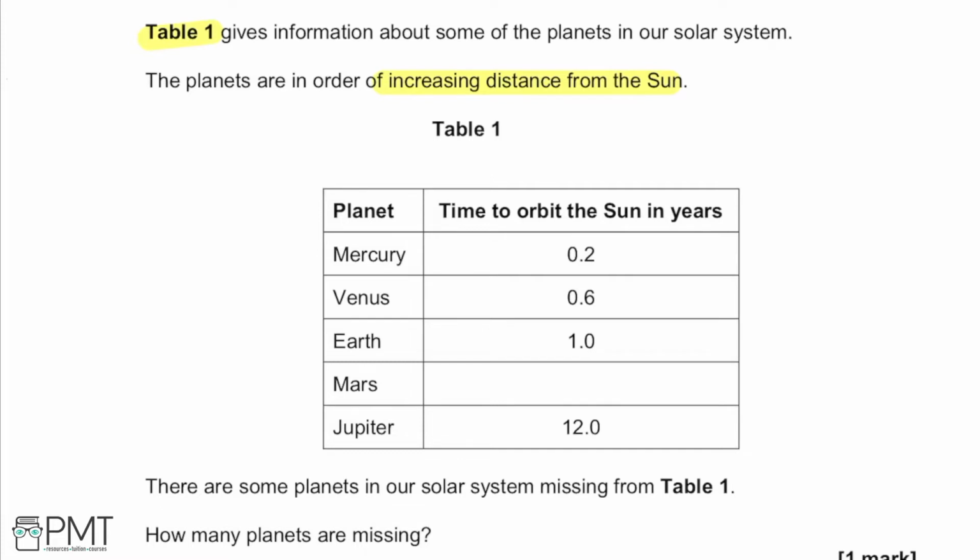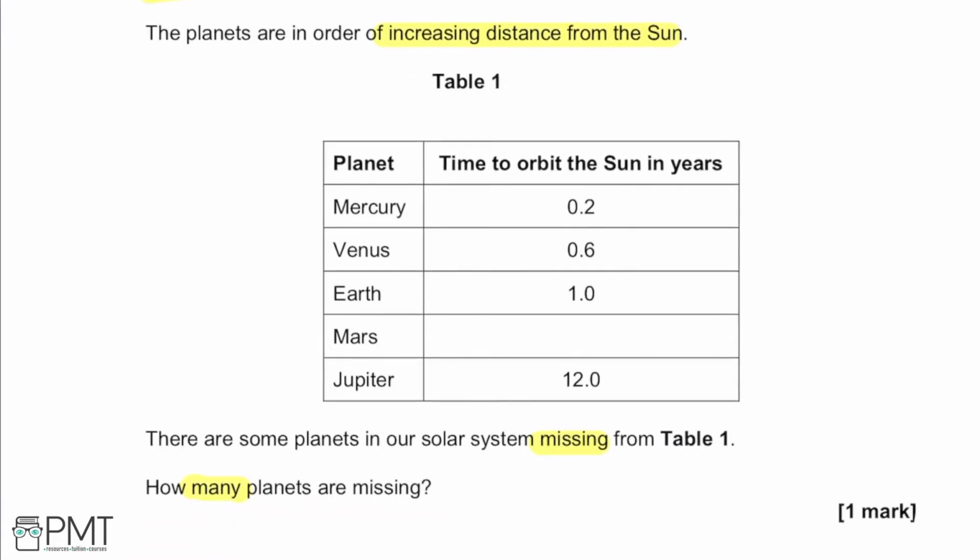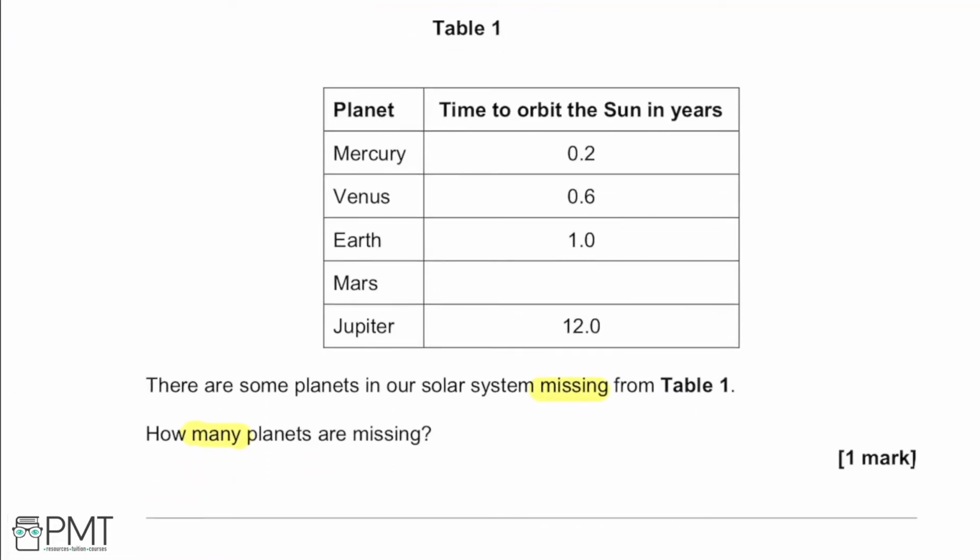So now that we've made sense of the table and understand what it's showing us, we can use the information to apply to the later questions. So, there are some planets in our solar system missing from table 1. How many planets are missing? So this is a 1 mark question. It's just looking for us to state the number of planets that aren't in the table, basically.